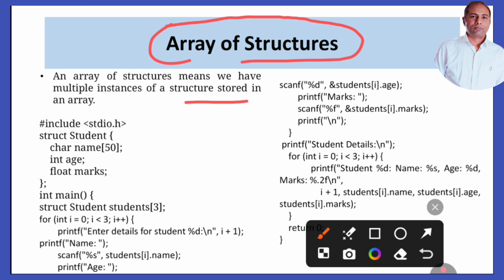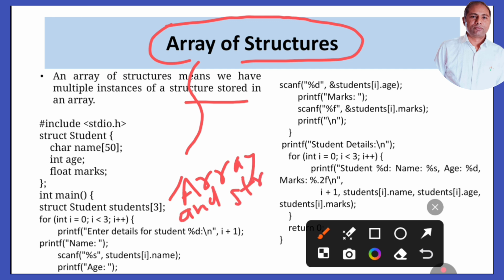Now we can see one example here. If we have made one structure of student, with name, age and marks, and we want to enter the details of three students, we will be combining the array and structure, since here there are three students.